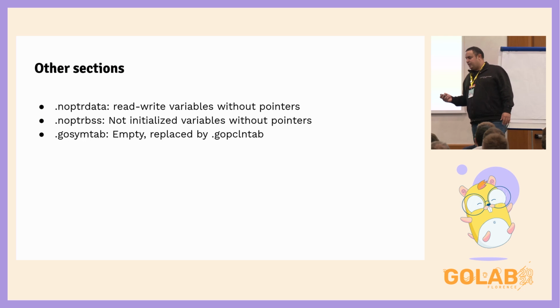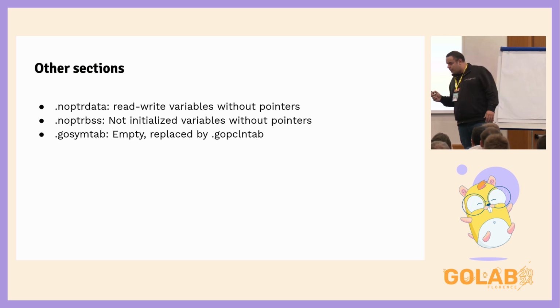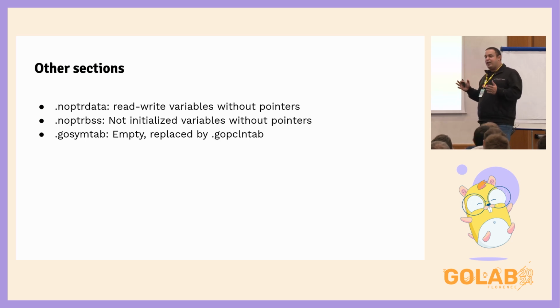There are also other sections in the Go binary that I don't want to get too much into details about, but I think it's interesting to mention them. One is the noptrdata. Noptrdata is going to store read-write variables without pointers. They are not going to point to anything. And the same for noptrbss. It's the same thing as BSS, but it is ensured that none of the variables stored here is going to point to something else. And these two things are there to avoid the garbage collector having to go through this data. Because if there's nothing pointing to somewhere else, the garbage collector has nothing to say about them.